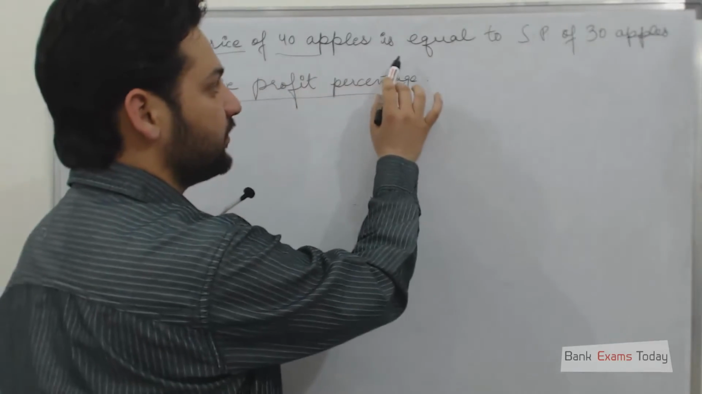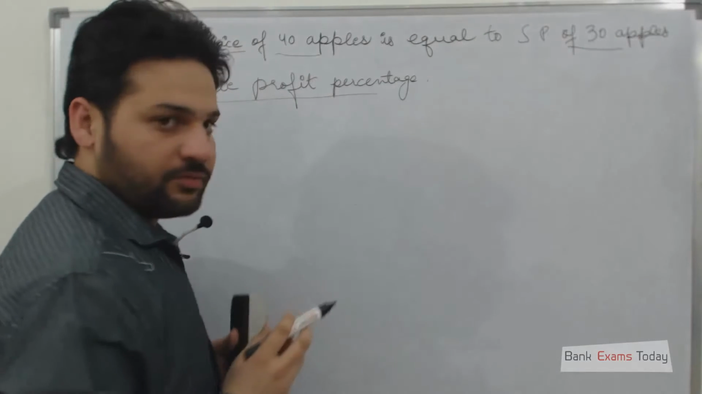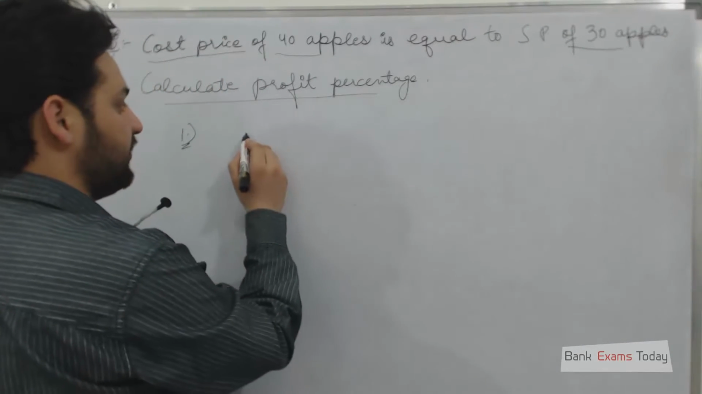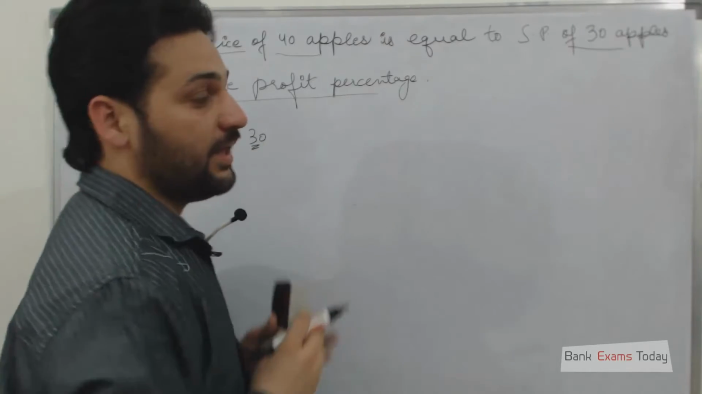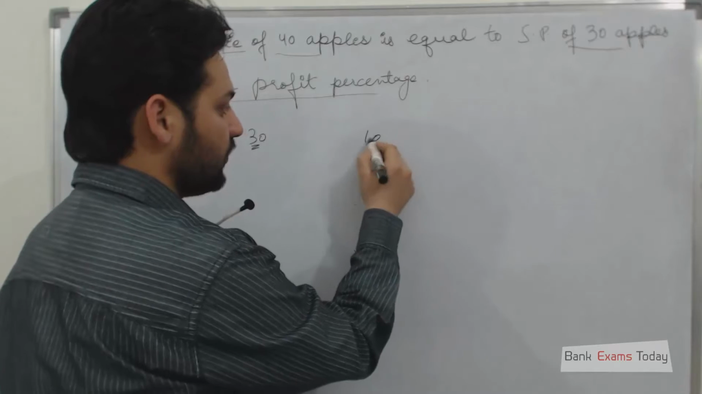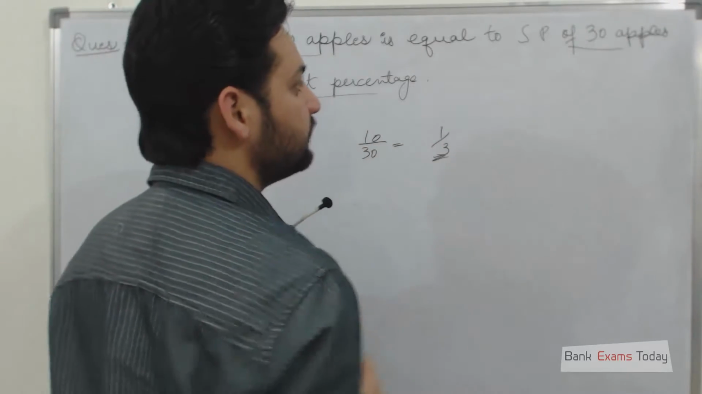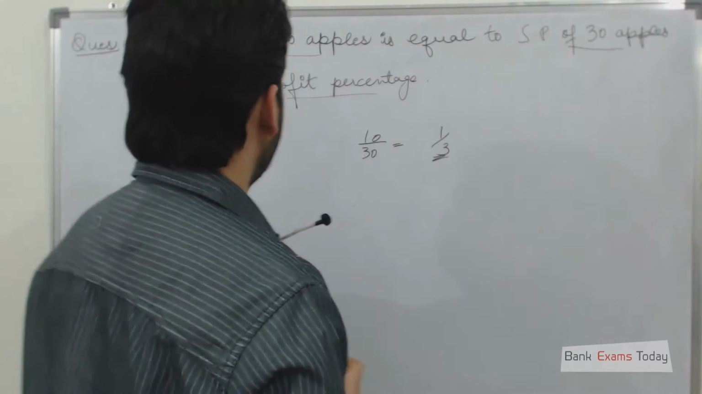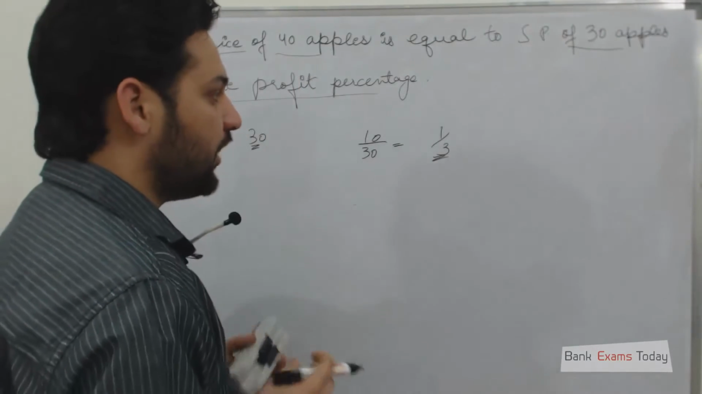Cost price of 40 apples is equal to selling price of 30 apples. That means whenever a person sells 30 apples, he saves 10 apples. So the profit percentage will be 1/3. Directly it's 1/3.